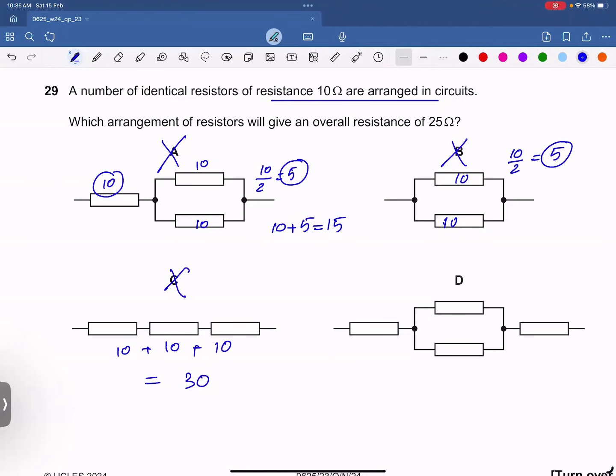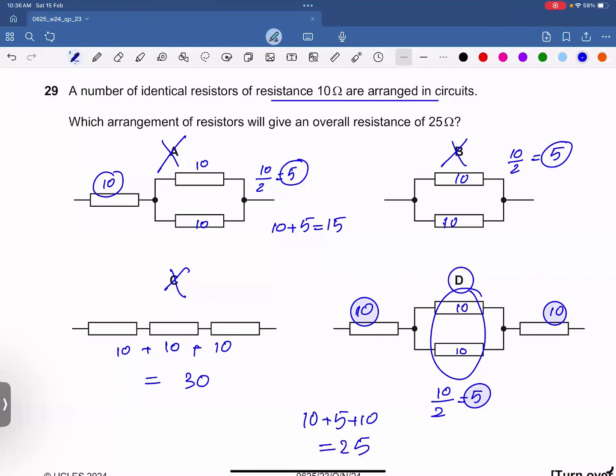Also wrong. D: 10, 10, 10, 10. Go for the parallel first. Parallel is 10 over 2, which is 5. So if you add 10 plus 5 plus 10, it is 25. And the question was, which one has a total of 25? The option is D. Proceed to question number 30.